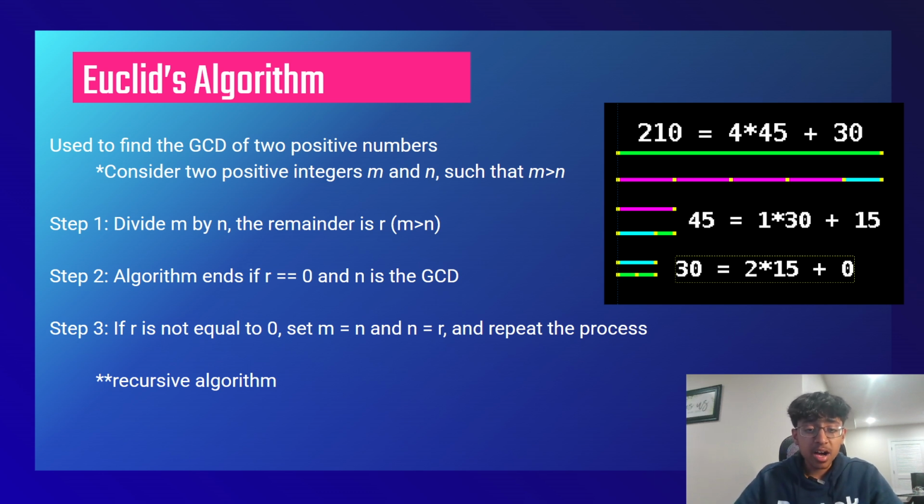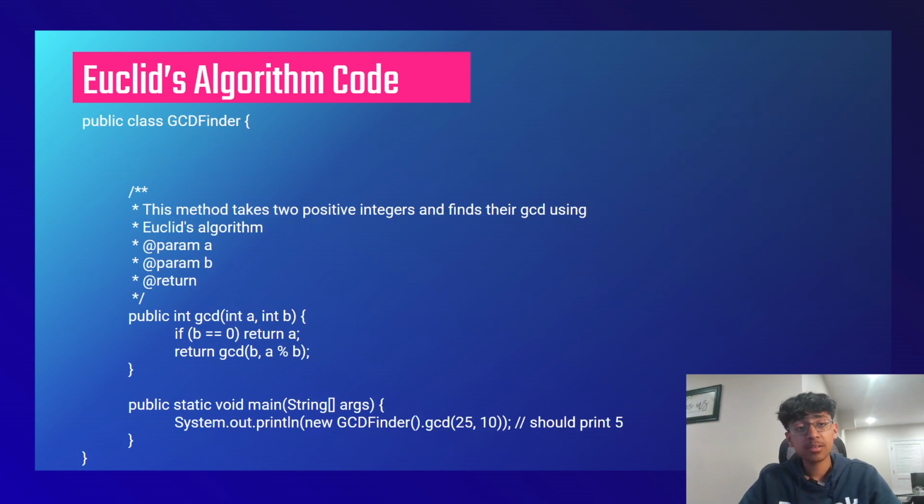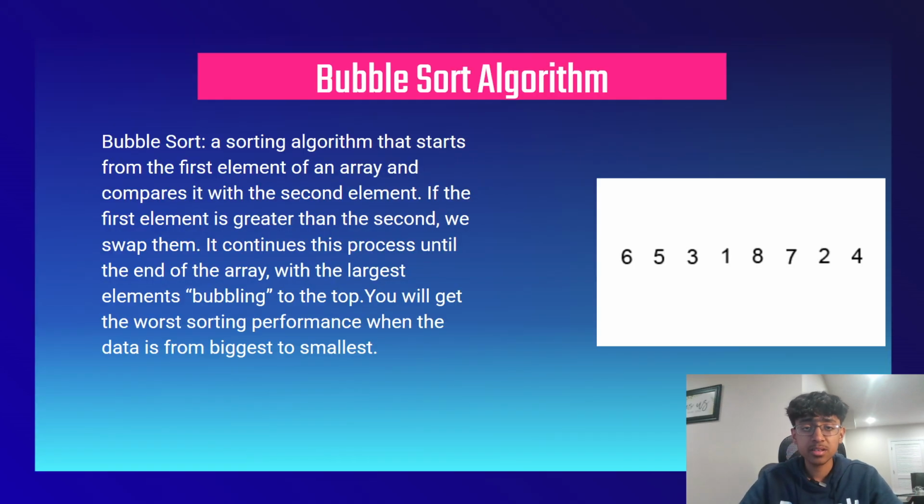This is a recursive algorithm because the algorithm is being repeated until a certain condition is met. And we'll talk about recursion more later on. So here's the Euclid's algorithm code. You could always look at this on your free time as it will be updated to the Udemy course. Now let's talk about bubble sort algorithm.